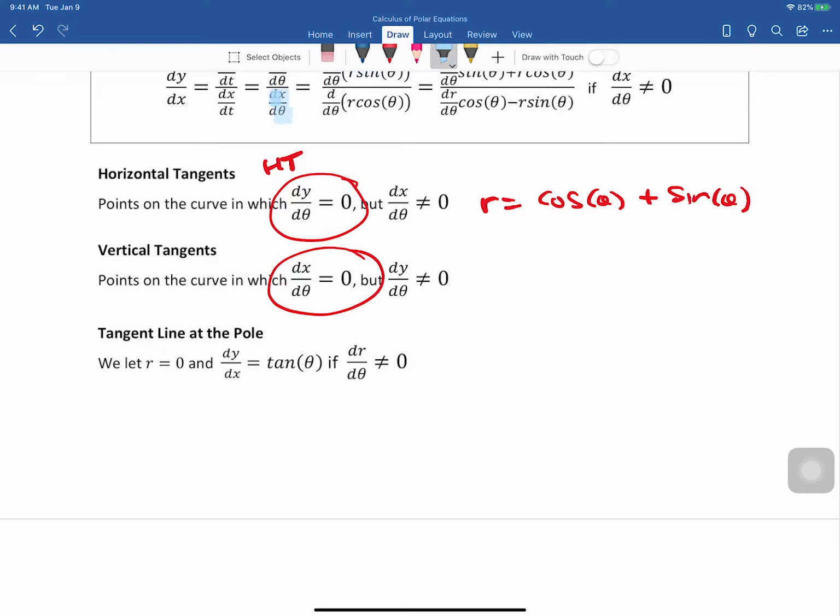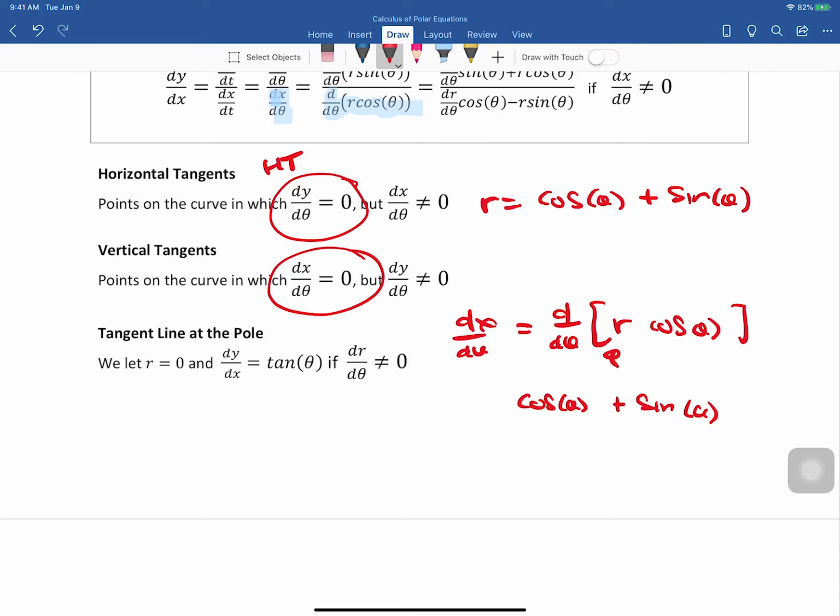dx/dθ, which is the derivative of r cosine θ. So this dx/dθ is the derivative of r cosine θ, and don't forget the value of r. r is right here. r is cosine θ plus sine θ. So cosine θ plus sine θ, times cosine θ.